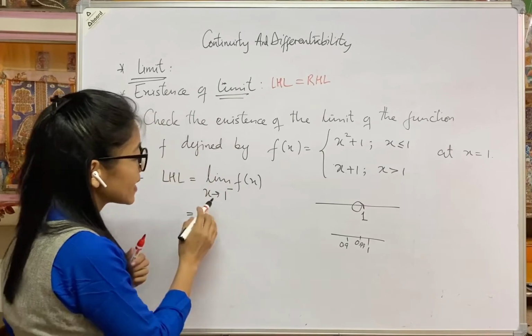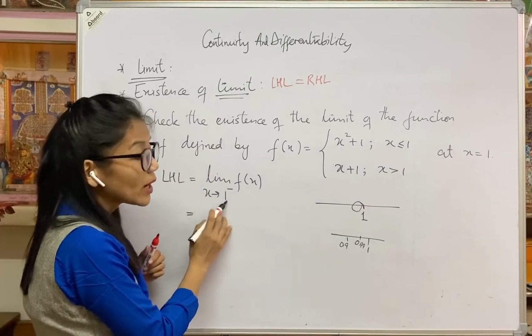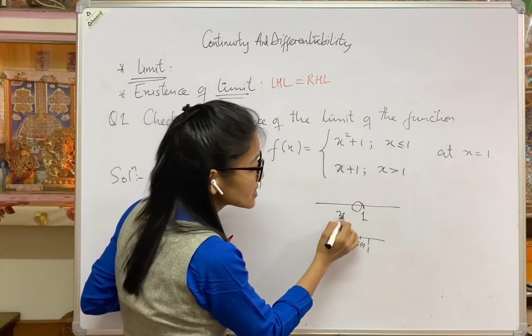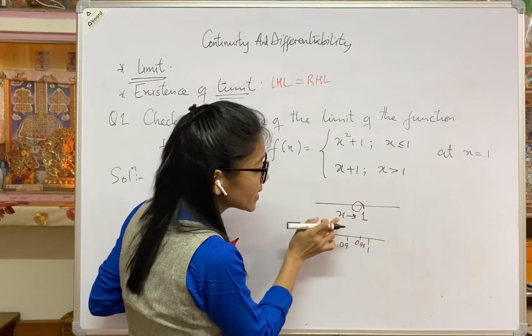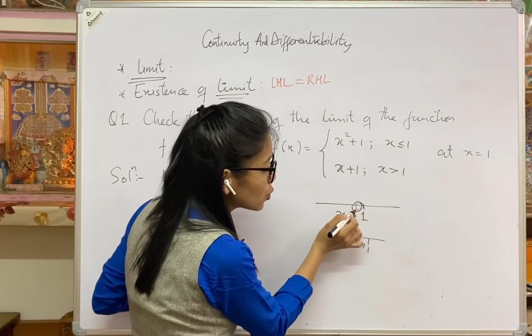So now we can say that when x is moving towards 1 from the left hand side, x may be very near to 1.